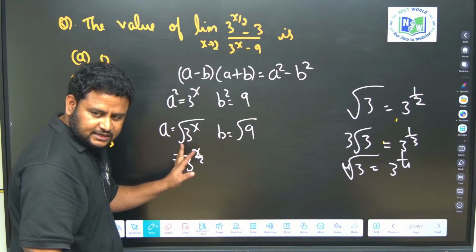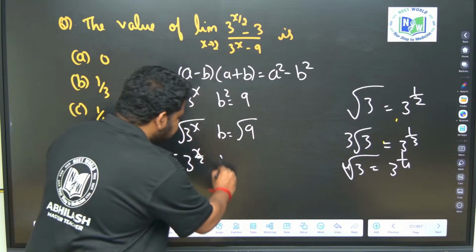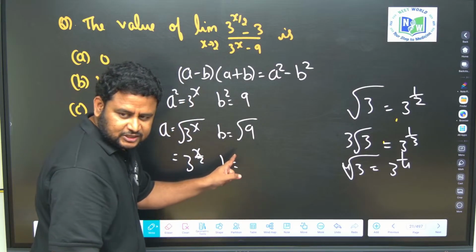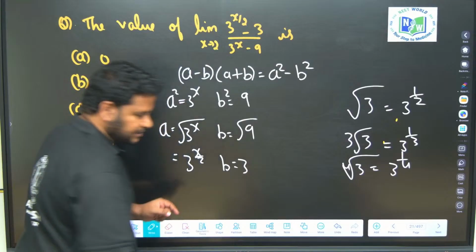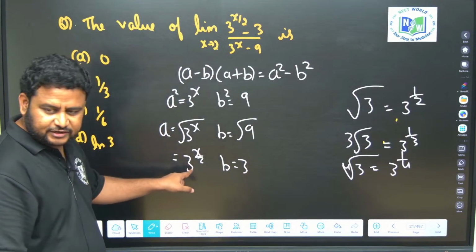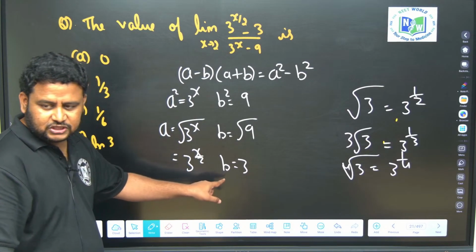Correct? Can I write it? Okay. So b will be what? Square root of 9 means it is nothing but 3. So b is equal to 3. So we got what? A is equal to 3 to the power of x by 2. B is equal to 3.